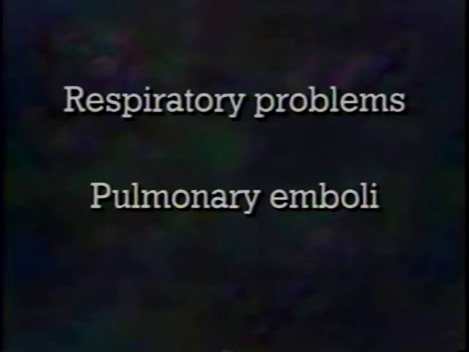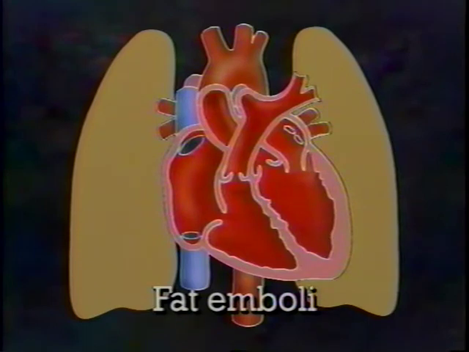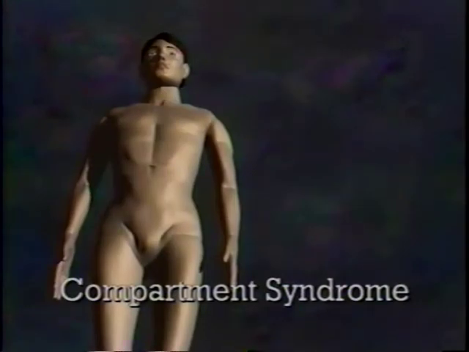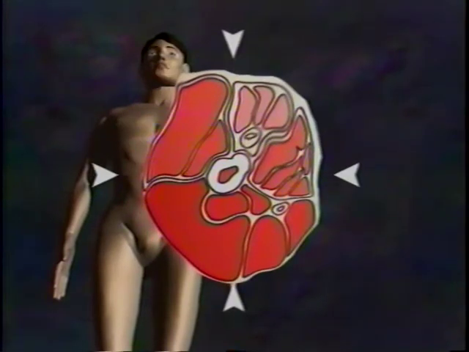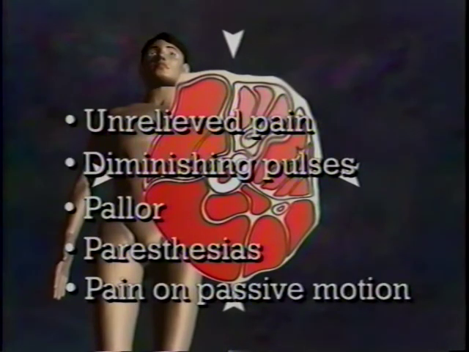Pulmonary emboli are the obstruction of the pulmonary artery by a thrombus, usually from the lower extremity. Fat emboli are caused by the release of fat globules from bone marrow during a crushing injury or long bone fracture. Patients present with respiratory distress and confusion. Also assess for signs and symptoms of compartment syndrome, an orthopedic emergency in which arteries and nerves are compressed by swelling tissues. The hallmarks of compartment syndrome are unrelieved pain, diminishing pulses, pallor, paresthesias, and pain on passive motion.